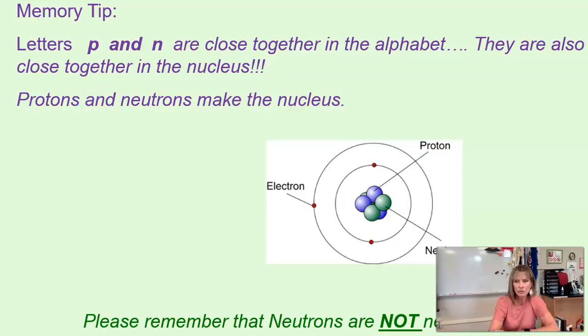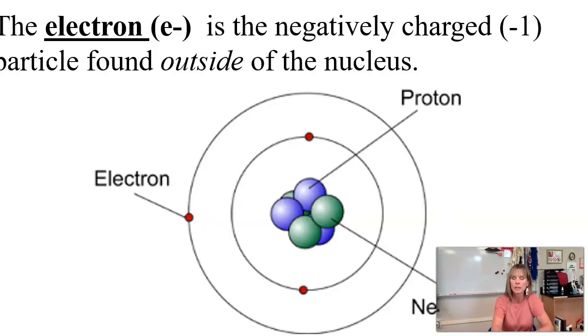The letters P and N are close to each other in the alphabet, so they're also close together in the nucleus. Okay, electrons, E is way away from P and N, but P and N are real close together in the alphabet. So those are the two things that are stuck together in the nucleus, the protons and the neutrons. And also remember, neutrons are not negative. Neutrons are neutral, NEU. The electron is the negatively charged particle found outside the nucleus, and it is responsible for everything we'll come to learn. Okay, it's very tiny, but it is super important.